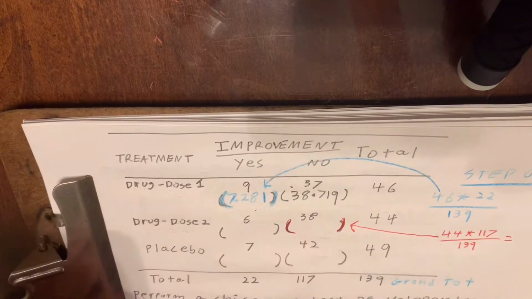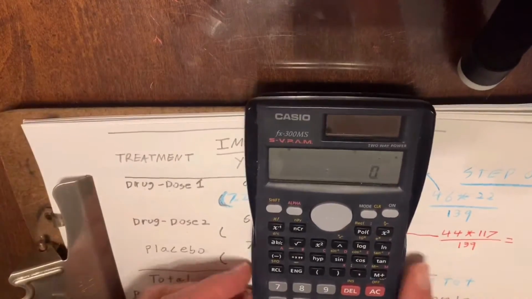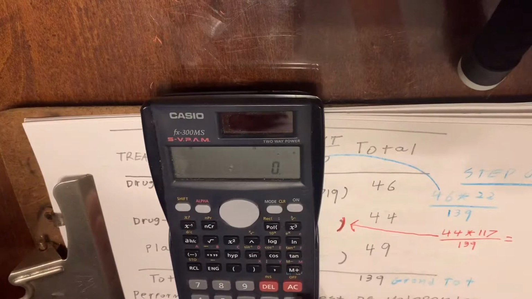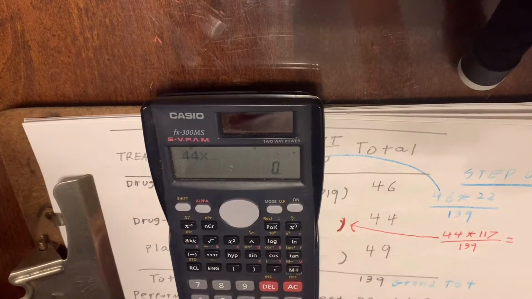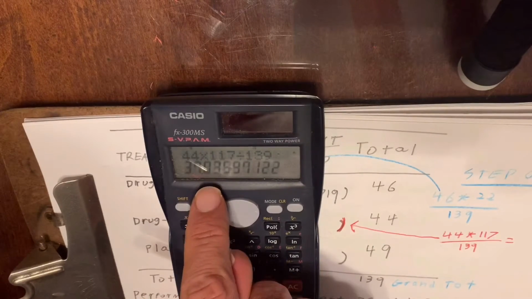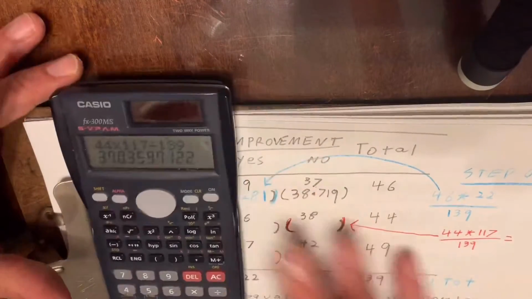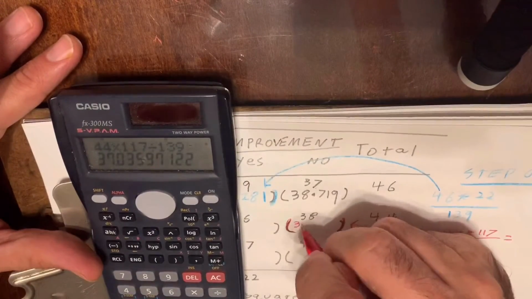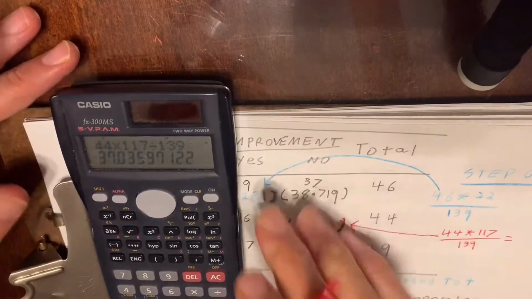All right, so let's do this. Let's make sure I'm in the frame. 44 times 117 divided by 139 equals, we get 37.036.